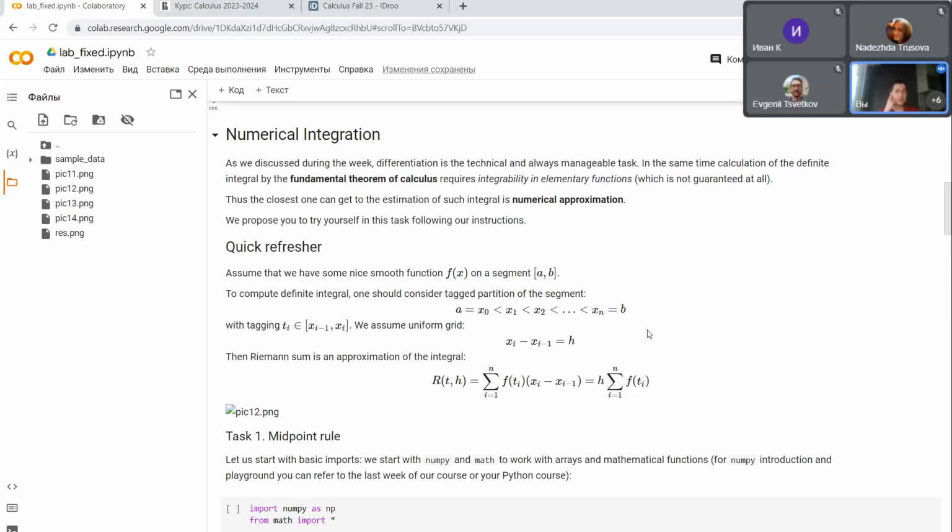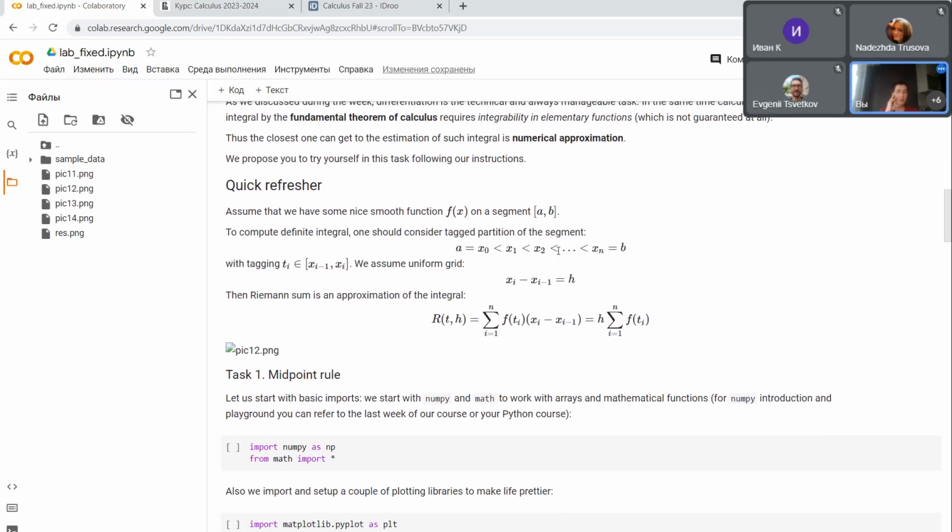Sometimes we're interested in the use of numerical methods for integration, for example, as it was with numerical differentiation. So now we have some simple ideas about the way of computing integrals.